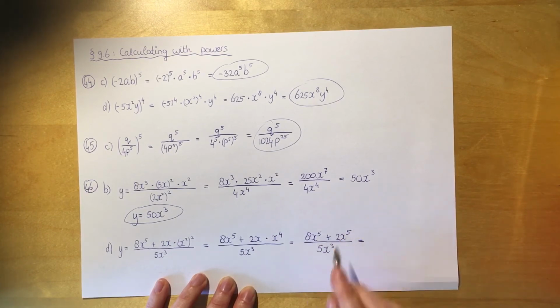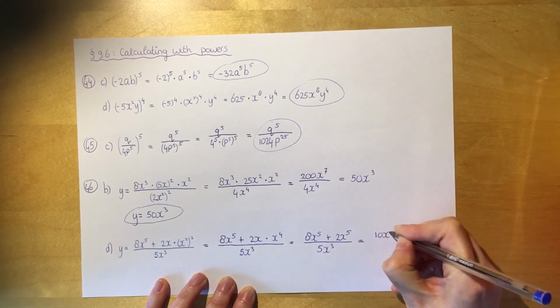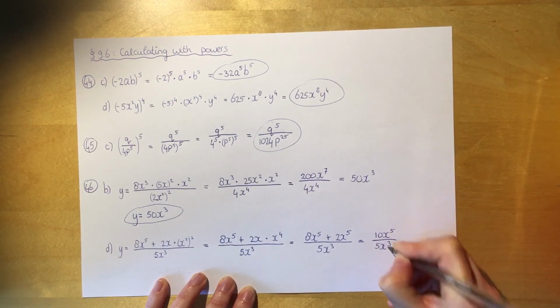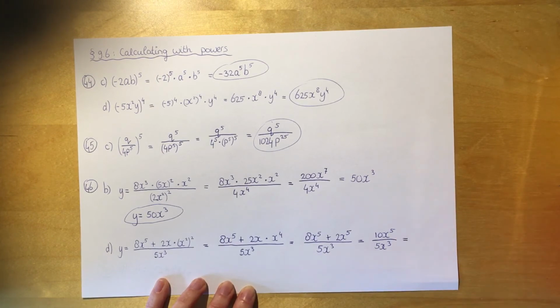Now, in the numerator, I have two like terms. Both have the same variable and the same exponent. That means I can add up 8 and 2, so I get 10x to the power of 5. And I still have 5x to the power of 3 in the denominator. And now I can divide.